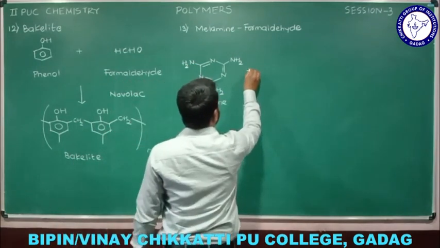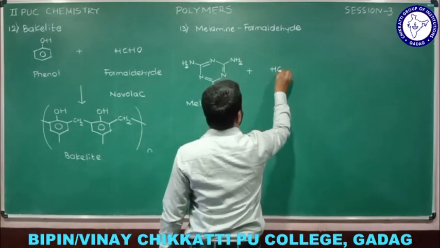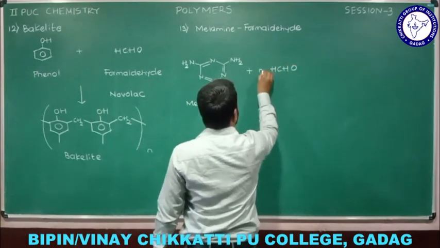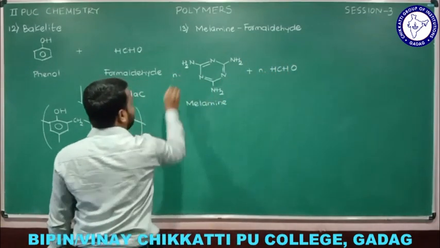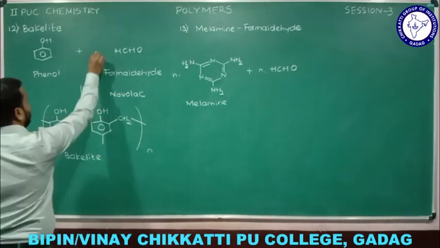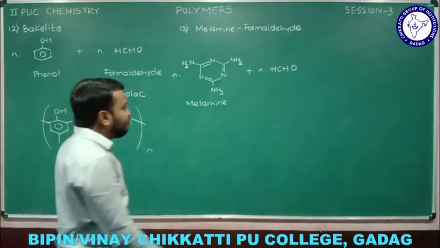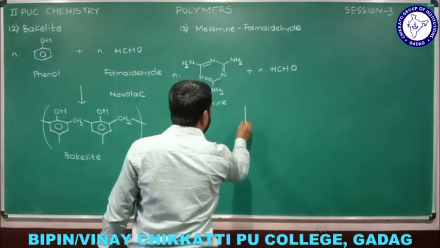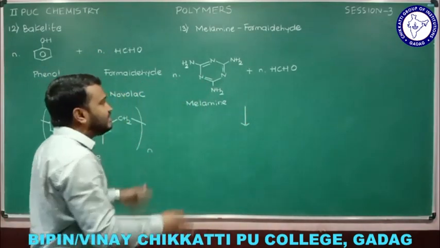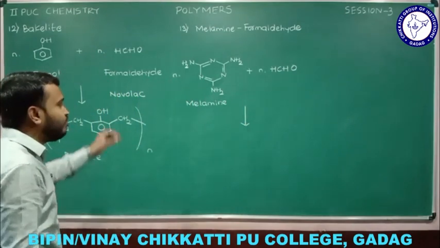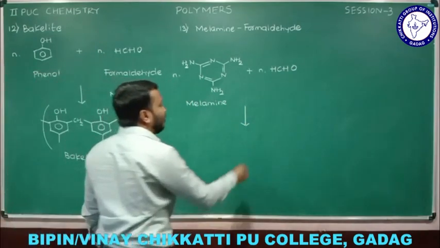And one more, I told you, what is that actually? Formaldehyde, HCHO. Large amounts of these we are using. Don't forget that one, because when a large number of monomers unite, you are going to get a polymer. So this is also a condensation polymer, so there will be elimination of a simple molecule like water.